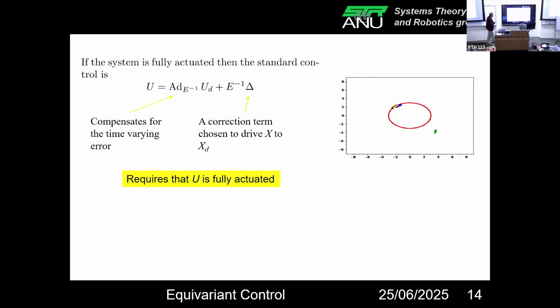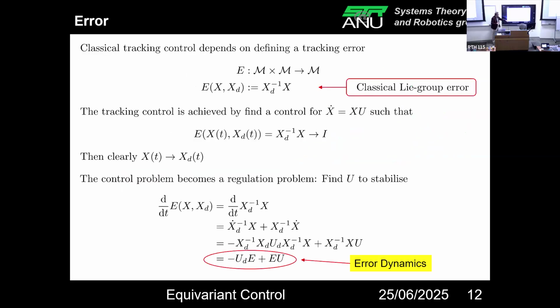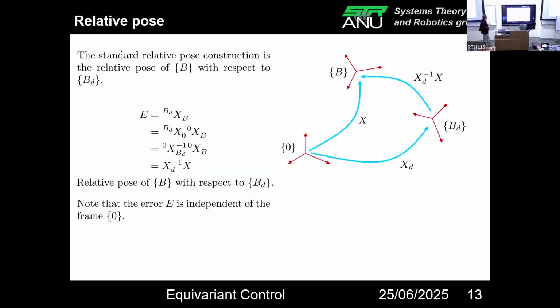However, when you think about doing the control, if you want to actually stabilize this, you've got to get rid of the effect of UD, right? Because UD is actually disturbing the error dynamics.